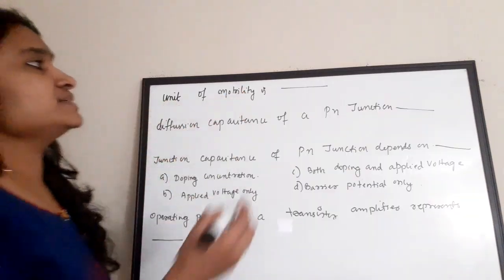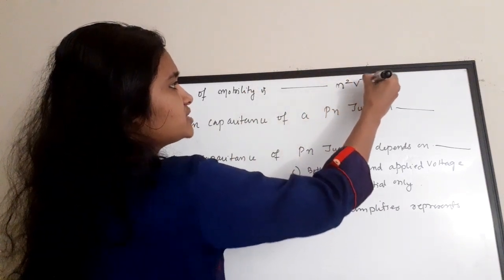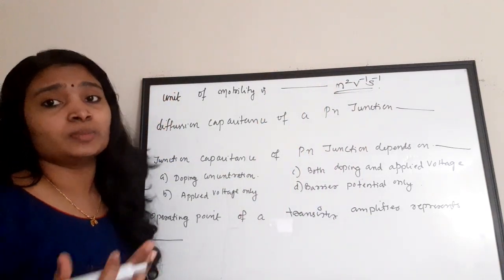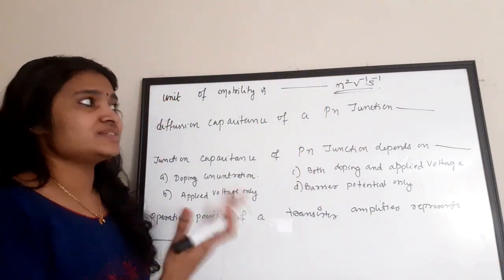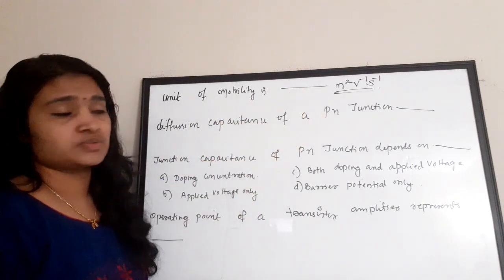Unit of mobility is dash. This is a direct theory question. The unit is meter square volt raised to minus 1 second raised to minus 1. So we have used mobility in a lot of questions, but the unit is this: meter square volt raised to minus 1 second raised to minus 1.